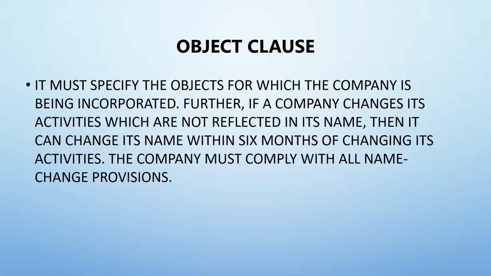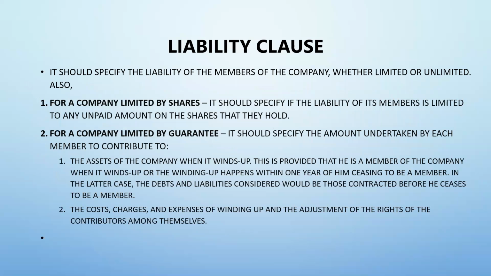I repeat, in object clause, the purpose for which the company is established must be specified. In case they change their purpose, it has to be changed or reflected within 6 months. The next clause is liability. It should specify the liability of the members of the company, whether it is limited or unlimited.